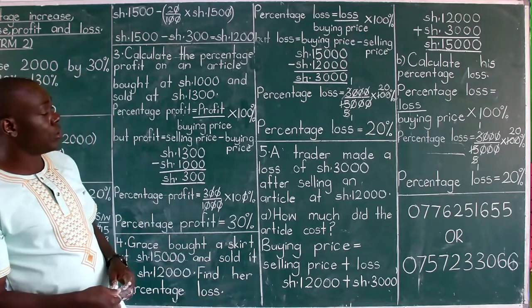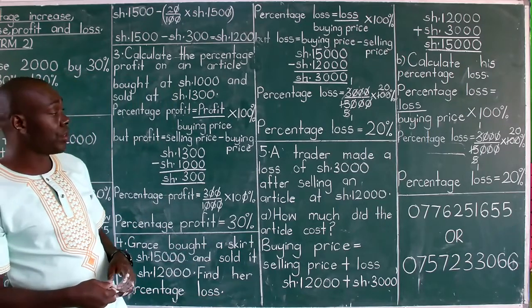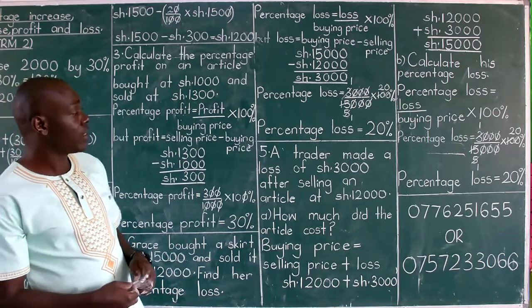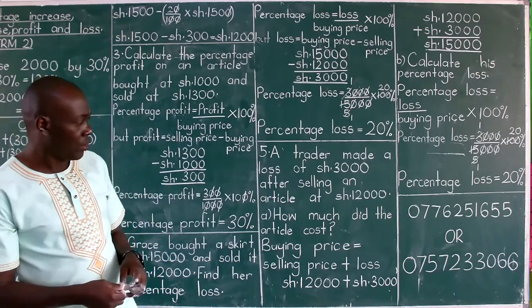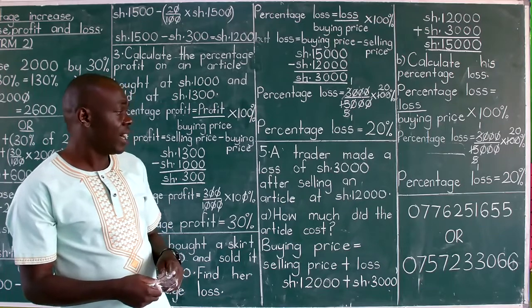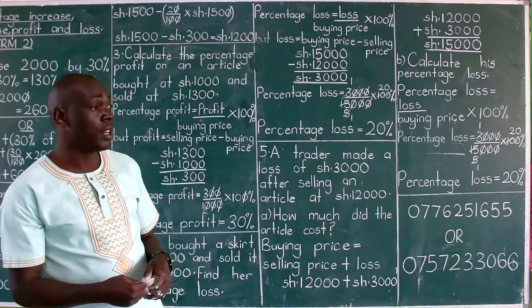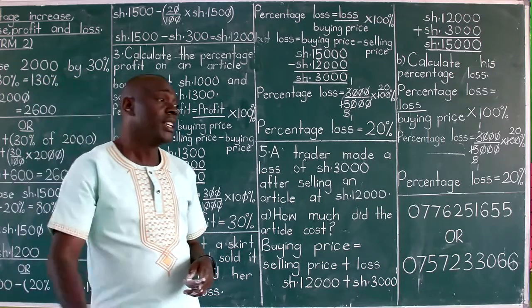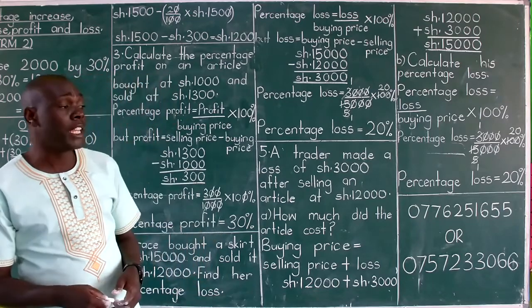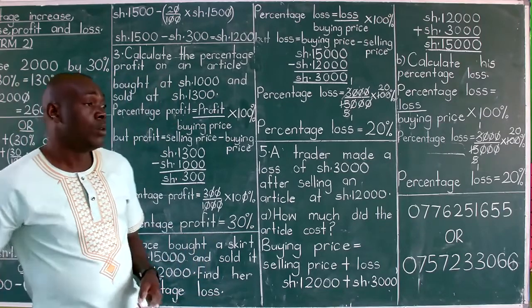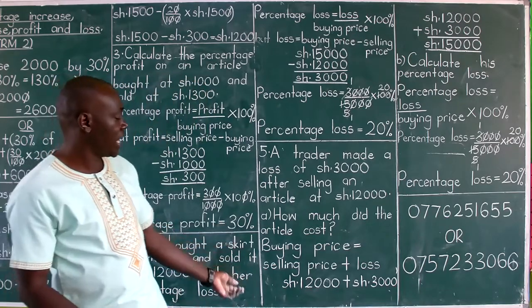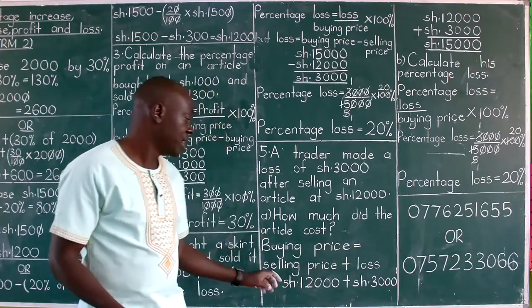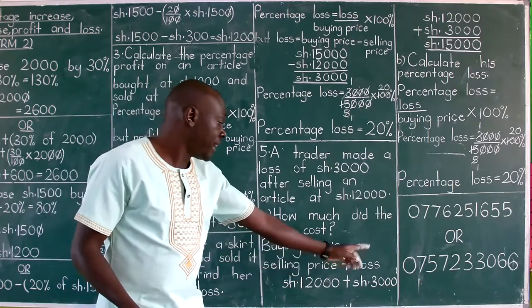So somebody got a loss. Here you must use your common sense. When someone gets a loss, you must know he must have sold at less than the amount. Therefore, he bought at a high amount. So now that they are asking for the buying price, which must be higher, we are going to find it by addition. So you say buying price is equal to selling price plus loss.